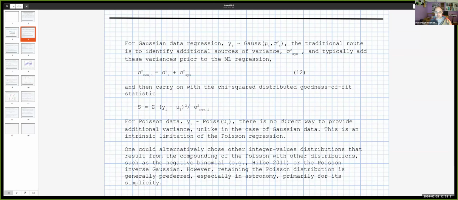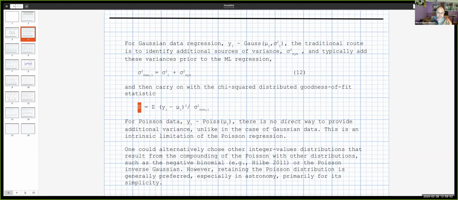Before explaining the idea that I had, maybe you can give me comments or shoot it down if it doesn't make sense. But what do we do in the regression of data specifically? If we have Gaussian data, we usually would say, well, why don't we stick in another term for the variance, right? And then we proceed business as usual with the maximum likelihood fitting using the chi-square statistic.